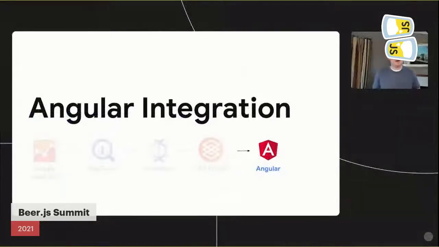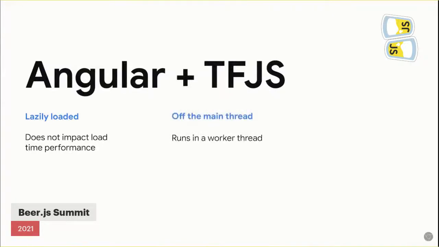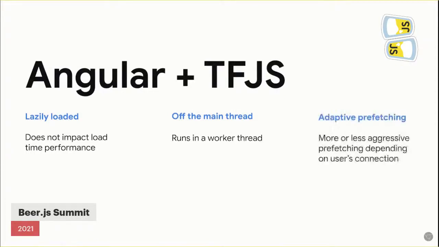Now, let's talk about how we would integrate our Tfjs model with Angular. Our Angular and Tfjs integration can lazily load the model to avoid impacting load time performance, which would harm the user experience. Similarly, it can run the model off the main thread as a worker thread to ensure that frames are not dropped, negatively affecting the user. Finally, it can use the model to adaptively prefetch pages, striking the right balance based on the user's connection.